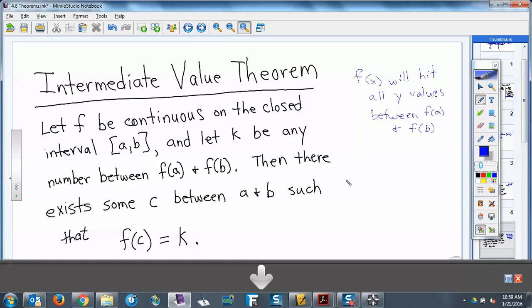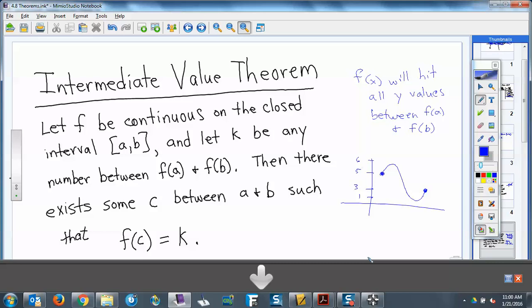let me give you this example here. So let's say I got this and this. This is 6. This is 5. This is 3. And this down here is 1. What does the intermediate value theorem say in this problem? That the function will hit all the y values between what two numbers? 5 and 3.